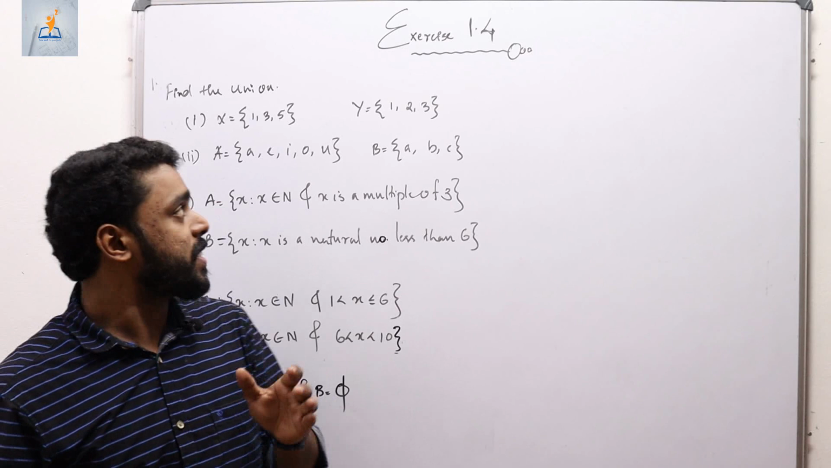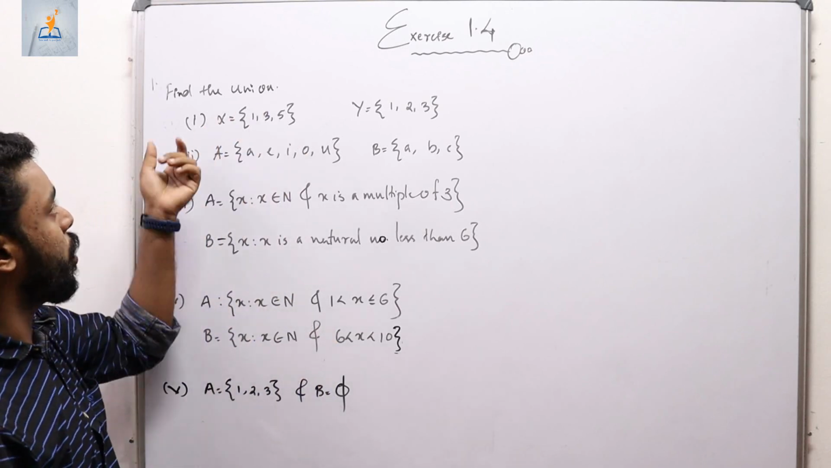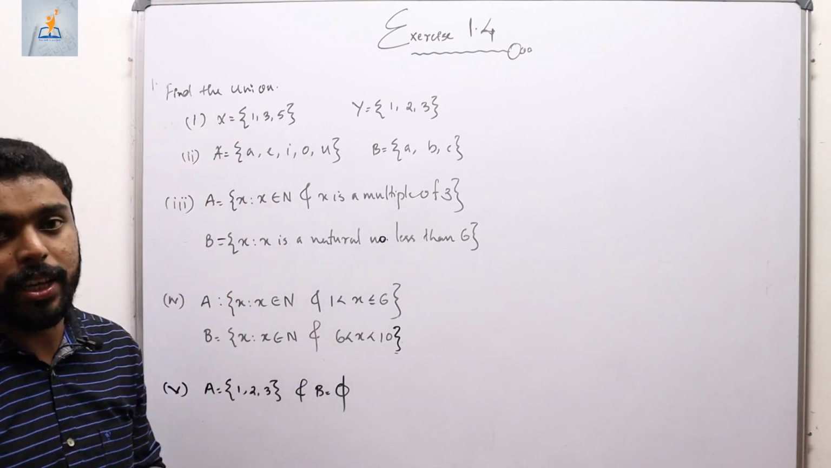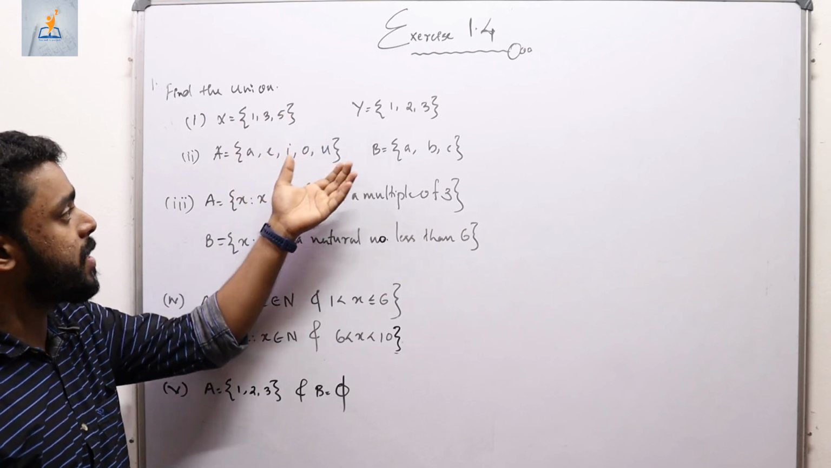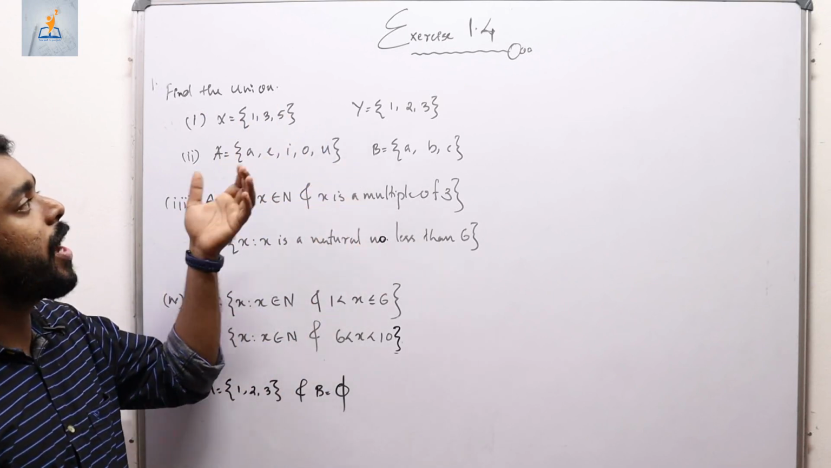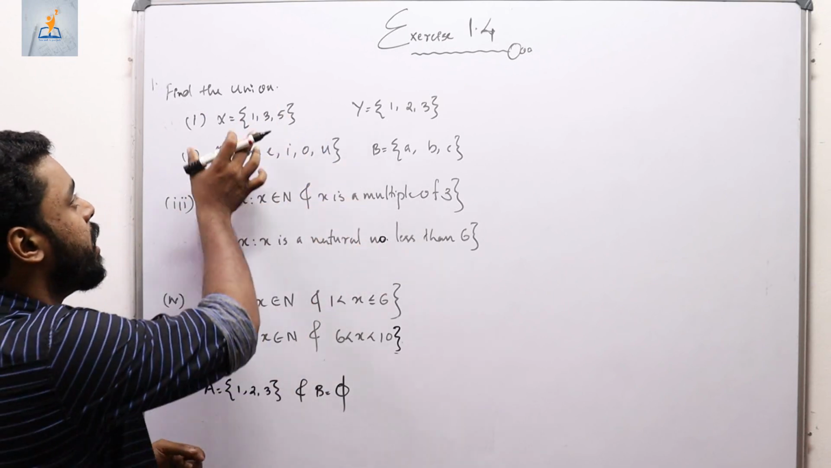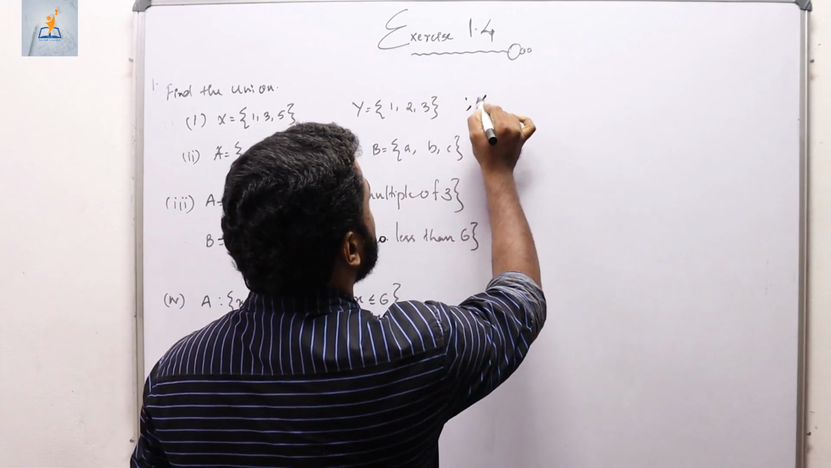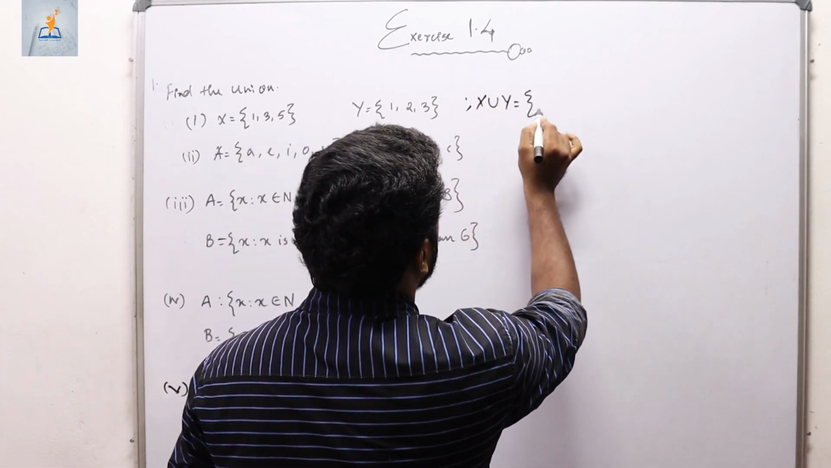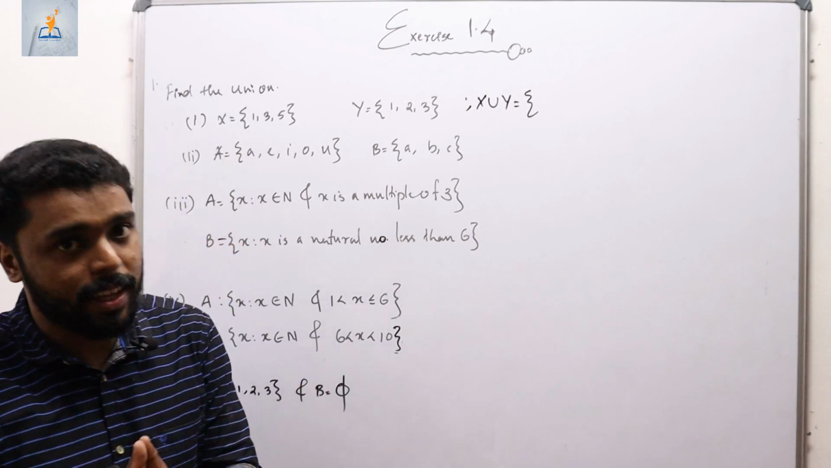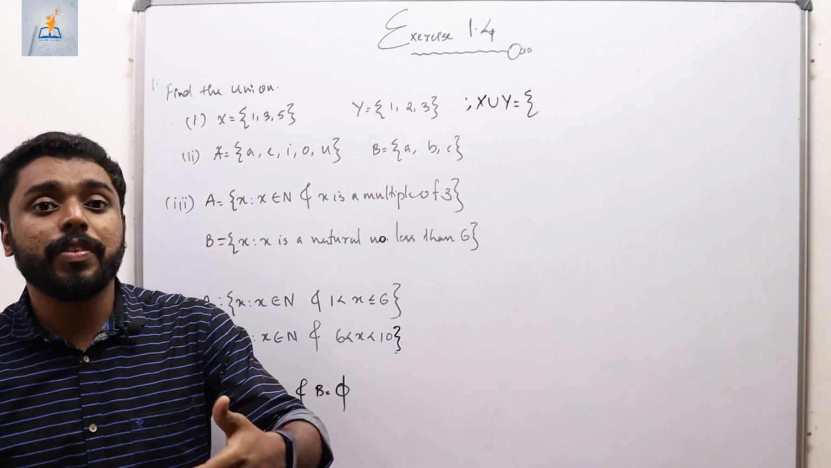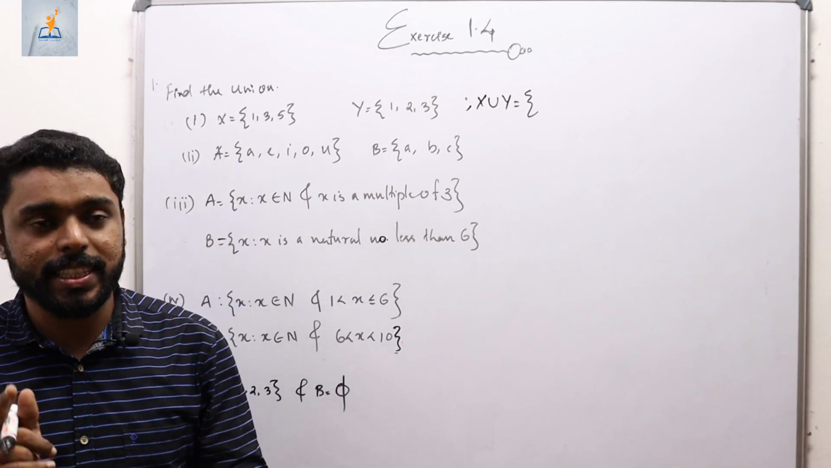The first question in exercise 1.4 is: find the union of the following pairs. We are given pairs in each question part and we are asked to find the union. We can easily find X union Y from here. We know that the definition of union of two sets is the set of all elements which belong to either of the sets, isn't it?